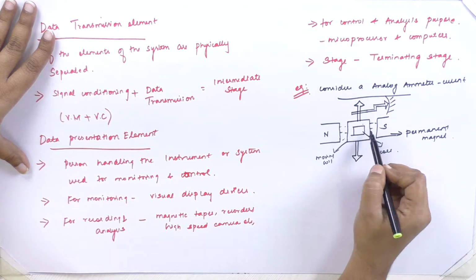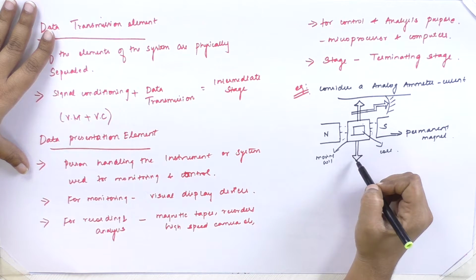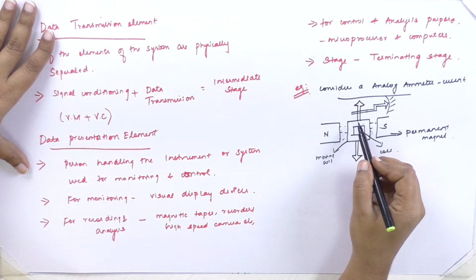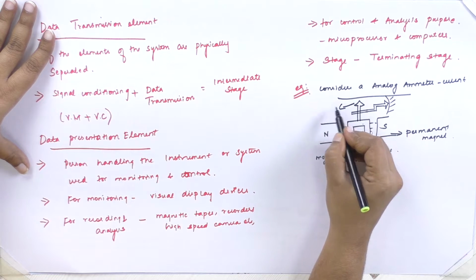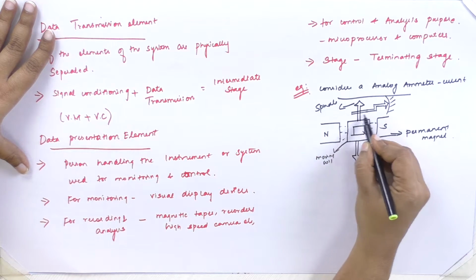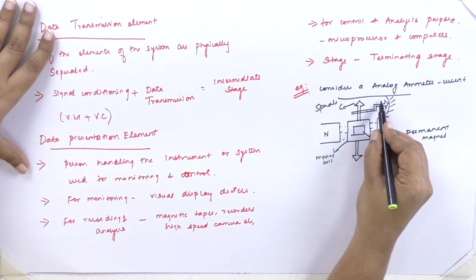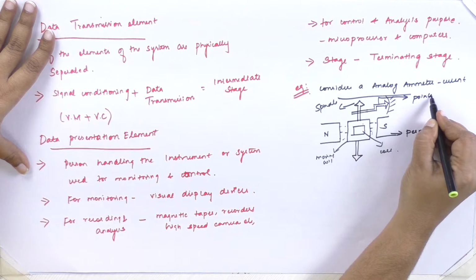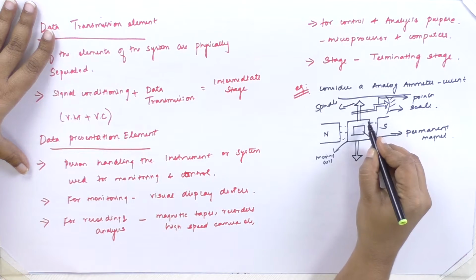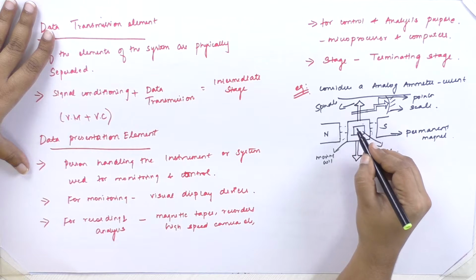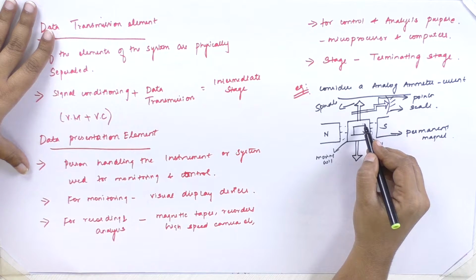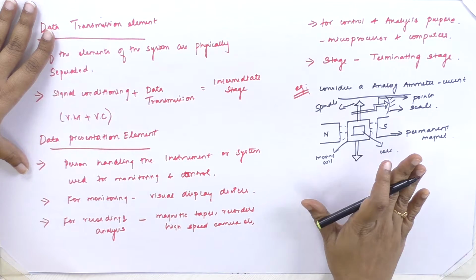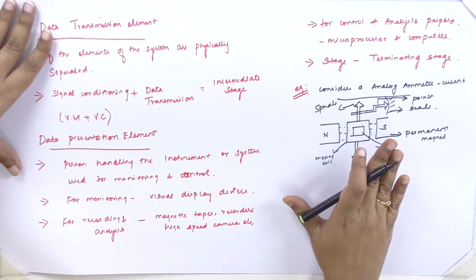What happens now? This moving coil rotates freely with the help of the spindle in the magnetic field of the permanent magnet. When the moving coil rotates, the pointer which is also connected to the spindle also moves over this graduated scale. So, this pointer moves over the scale which indicates the amount of current flowing through this coil. So, the deflection of the pointer will be proportional to the amount of current flowing through this coil.